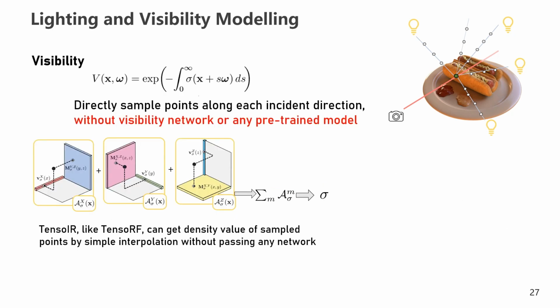Regarding visibility, which can be used to model shadow, since our density field is represented as an explicit grid, density can be calculated by interpolation without the need for any network. This allows us to compute visibility by sampling points along the incoming light direction, calculating density, and performing online integration, without the need for pre-trained networks like the visibility network used in previous methods.